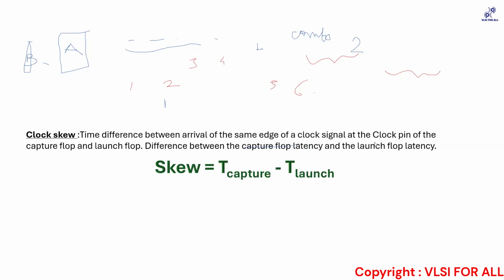Now I won't be using the word delay or something. Capture flop latency and your launch flop latency, which is nothing but how much time did my clock signal take to reach the capture flop minus how much my clock signal took to reach the launch flop.